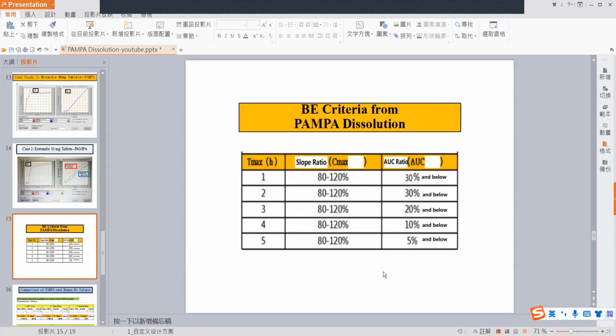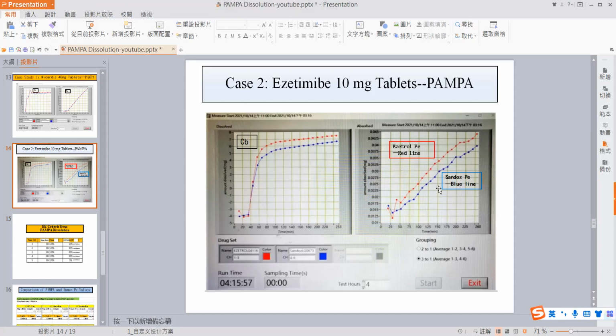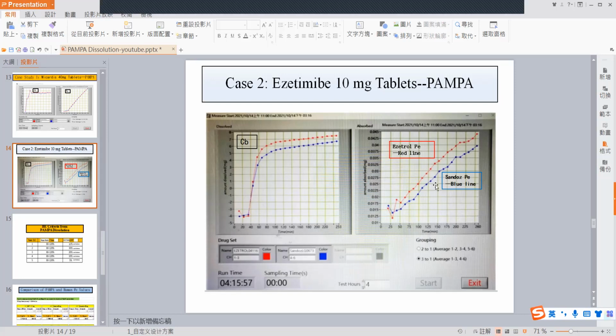But definitely, if you can adjust your formulation to overlap these two curves, then you will definitely meet the requirement, right? That's what is very convenient for scientists in the laboratory using such a PAMPA dissolution. As soon as you have the graph, you can do the next-day formulation adjustment and do the test again. So that will save your time and money. You know what I mean?